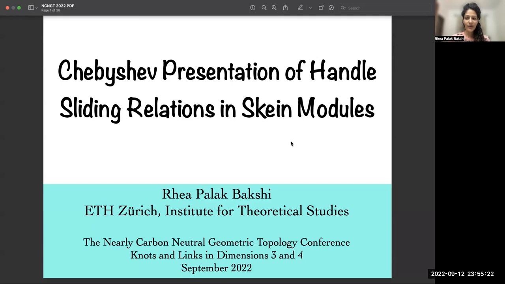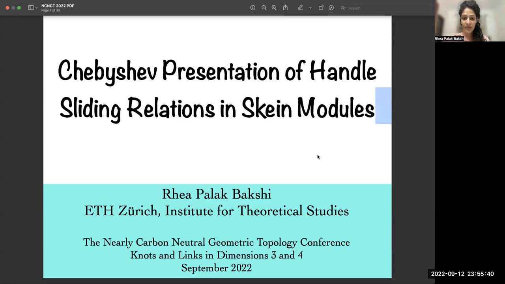So today I will be talking about Chebyshev polynomials and how they're related to Skein modules. And in particular, we will see that Chebyshev polynomials give us a nice presentation of handle sliding relations that appear in the Kauffman bracket Skein module.